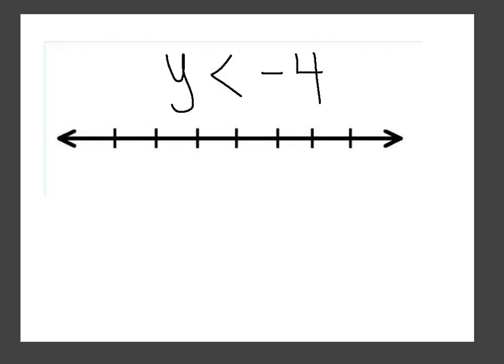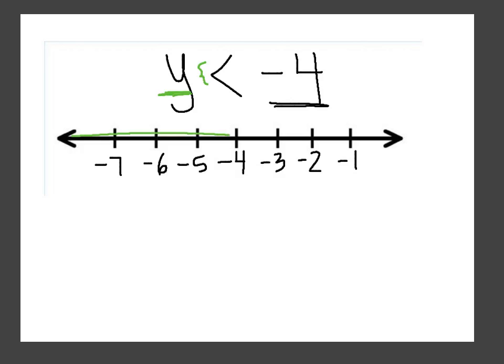Last example, y is less than -4. Put my numbers on the number line, putting -4 in the middle, bigger numbers to the right, and smaller numbers to the left. Now I need to decide on my shading. So I'm going to look, is my variable on the skinny side or the fat side? Well, it's on the skinny side, which means that y needs to be less than -4. So I'm shading all the numbers less than -4.